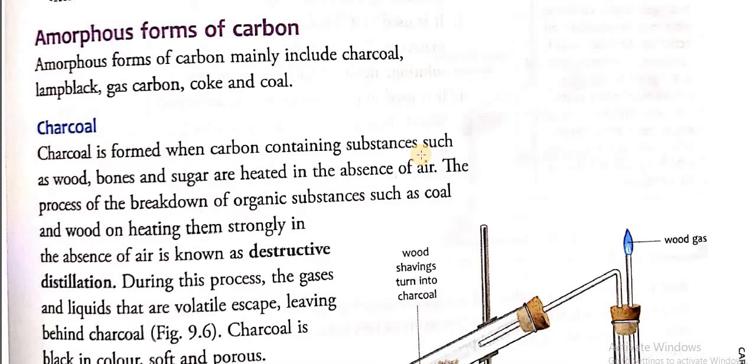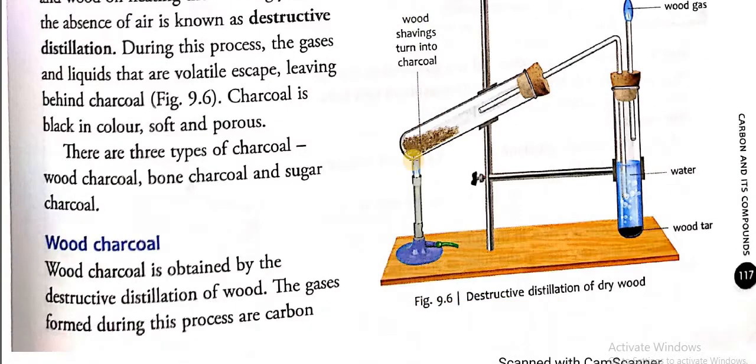In our last session, we discussed amorphous forms of carbon, and we came to know the different forms of amorphous carbon: charcoal, lamp black, gas carbon, coke, and coal. Out of this, we discussed how charcoal is formed, and we also mentioned the types of charcoal. We have three types of charcoal: wood charcoal, bone charcoal, and sugar charcoal. We'll study these types of charcoal one by one.